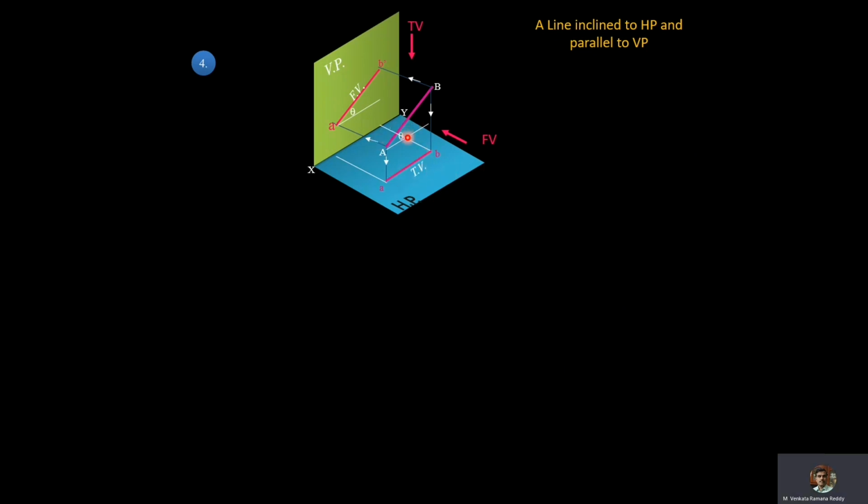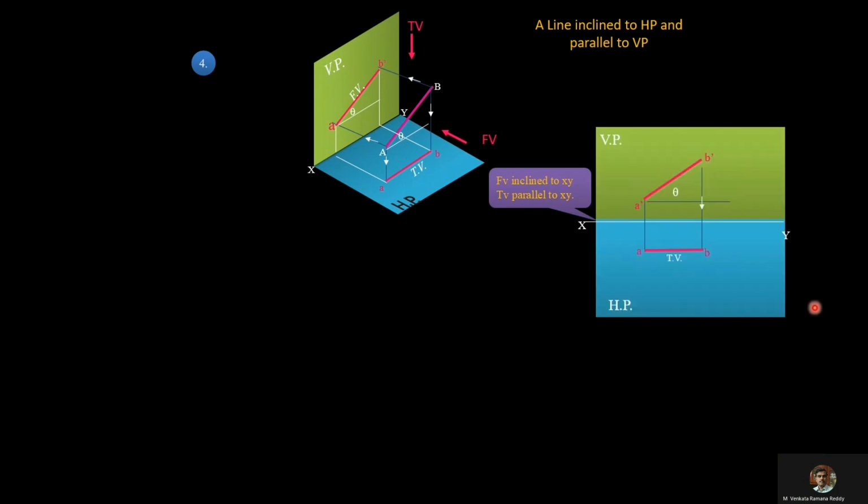Because this line is making a certain inclination with HP, in top view we got a reduced image of the line. And when we rotate the horizontal plane 90 degrees in clockwise direction, the top view comes below the XY line. This is the true length and this is the top view.